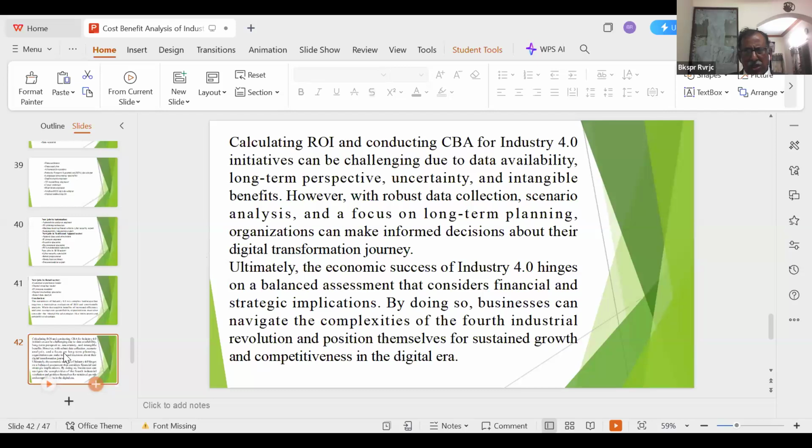However, with robust data collection, scenario analysis, and a focus on long-term planning, organizations can make informed decisions about their digital transformation journey. Ultimately, the economic success of Industry 4.0 hinges on a balanced assessment that considers financial and strategic implications. By doing so, businesses can navigate the complexities of the fourth industrial revolution and position themselves for sustained growth and competitiveness in the digital era.